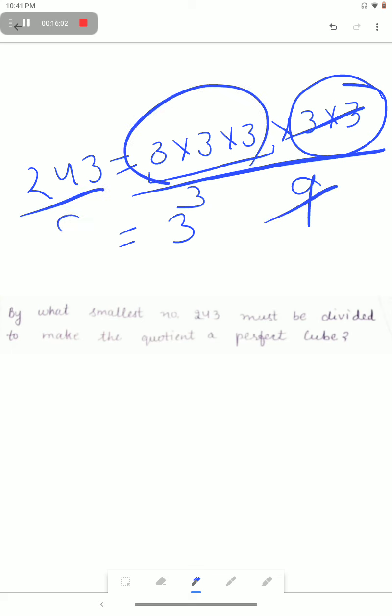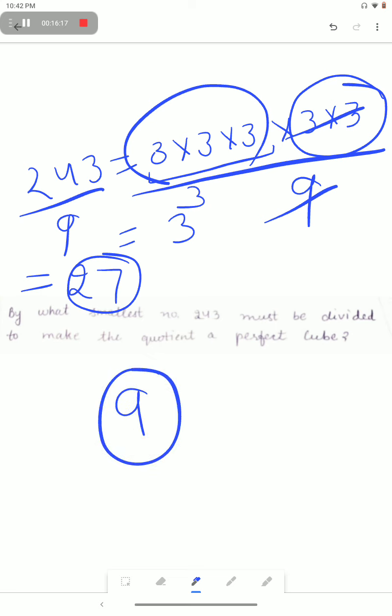It means when we divide this number by 9, we will get 27, which is a perfect cube. And by what smallest number have we divided it? By 9. Okay, I think everything is clear now. We will do one more question on this topic.